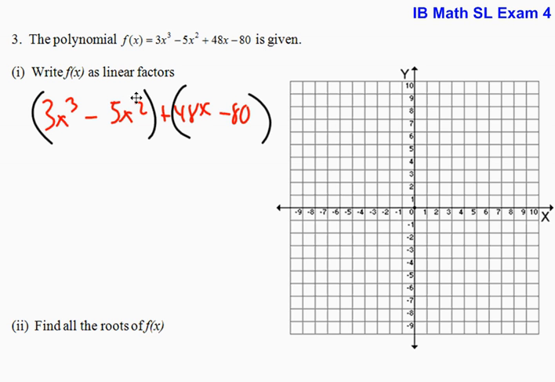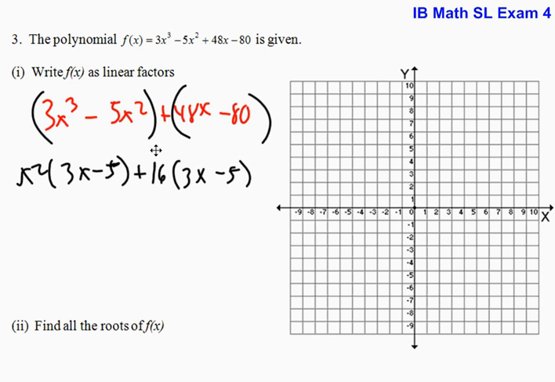Take out the GCF out of the first set of parentheses, and we can take out an x squared, and then we get 3x minus 5. And then here, if we factor out just the 16, let's see, 16 times a 3x will give us 48x, and then 16 times a negative 5 will give us negative 80.